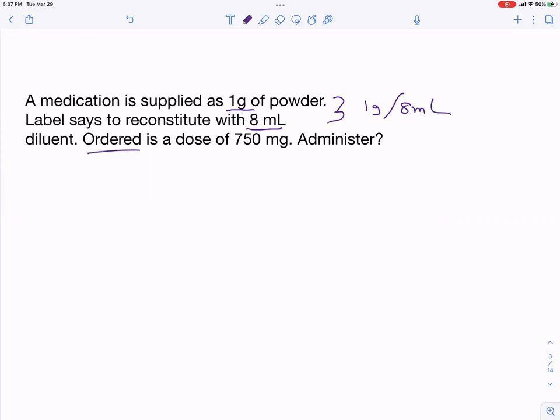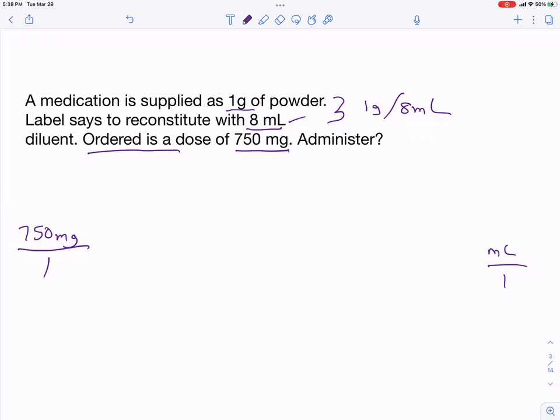The ordered dose is 750 milligrams. So my given is the order, and I start with my order, 750 milligrams. Put that over 1. What is my wanted? Well, it's got to be milliliters because that's what is being supplied.